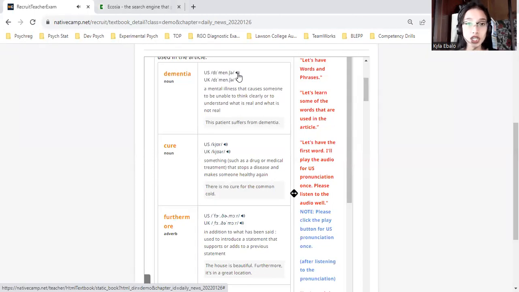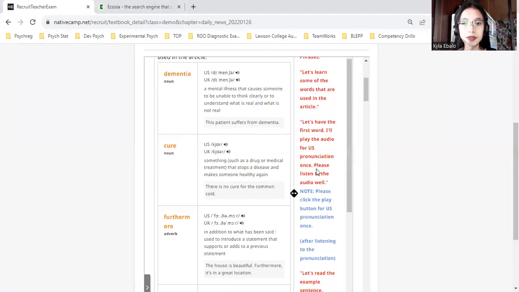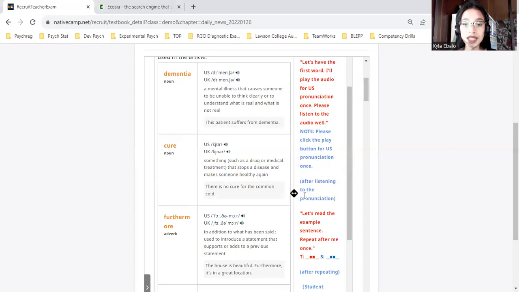Okay, so for the definition of the word, it is a noun and it means a mental illness that causes someone to be unable to think clearly or to understand what is real and what is not real. All right, so please read the example sentence after me. This patient suffers from dementia. I'll repeat it again in complete sentence. This patient suffers from dementia. Now it's your turn.